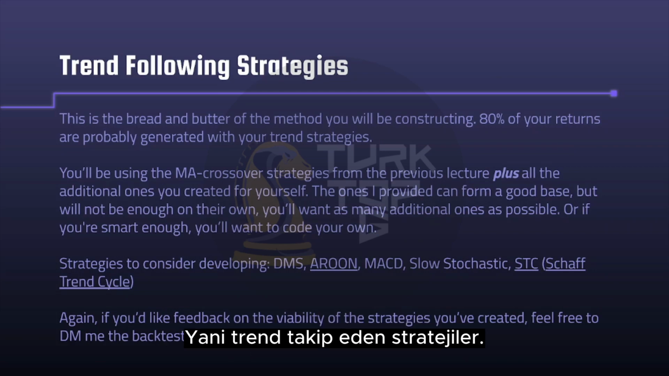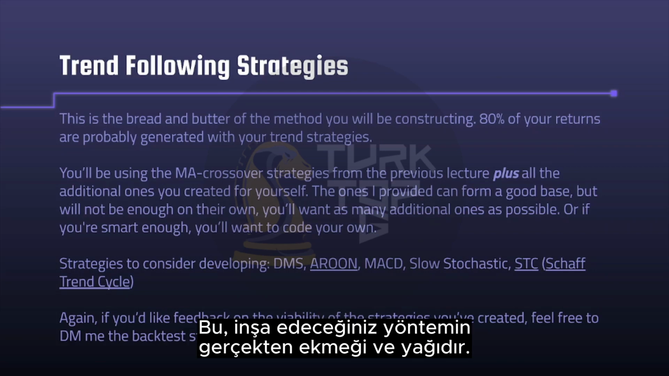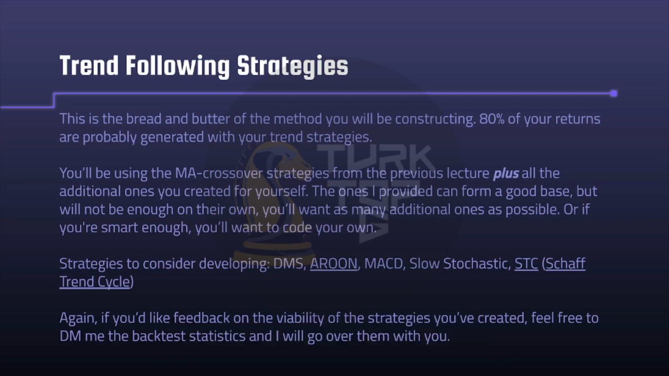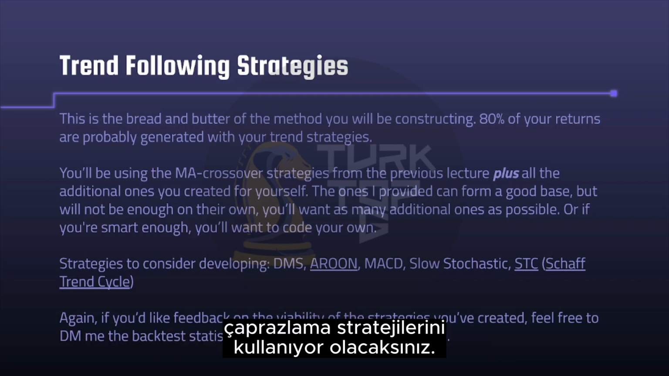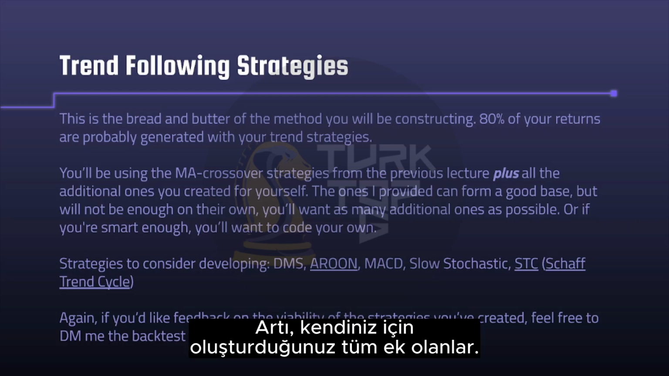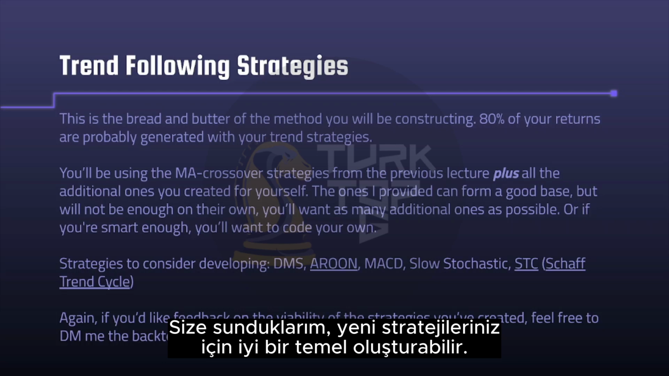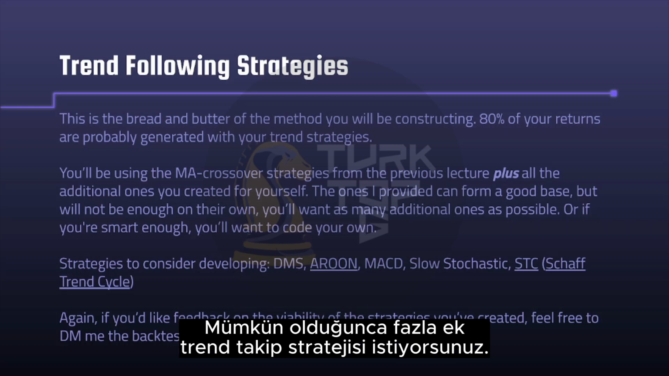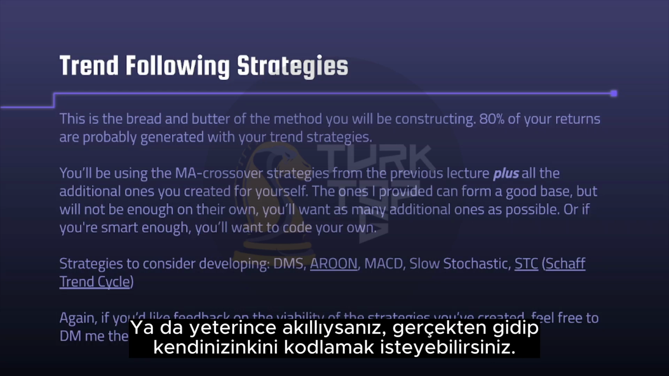So, trend following strategies. This is really the bread and butter of the method that you will be constructing. 80% of your returns are probably going to be generated with your trend strategies. So you'll be using the moving average crossover strategies from the previous lecture, plus all of the additional ones you created for yourself. The ones I provided for you can form a good base for your new strategies, but it's likely not going to be enough on their own. You want as many additional trend following strategies as possible. Or if you're smart enough, you may want to actually go and code your own.